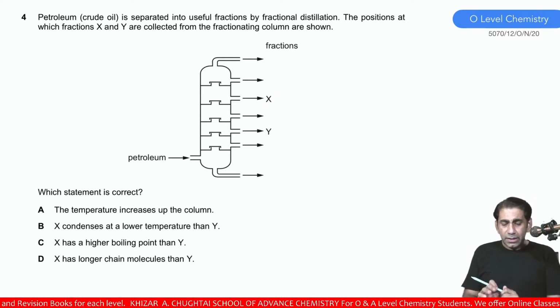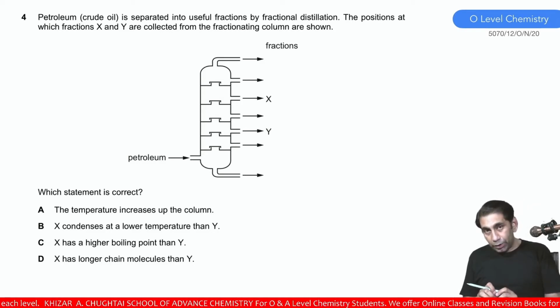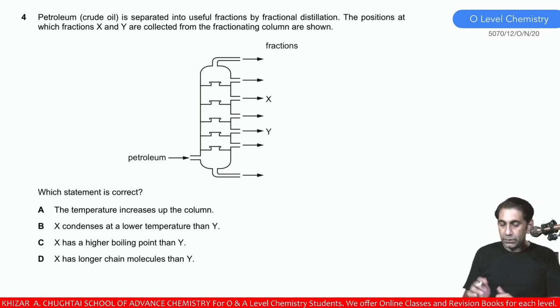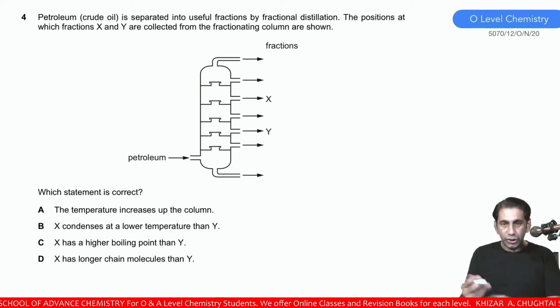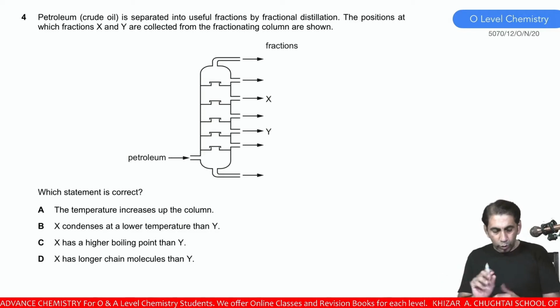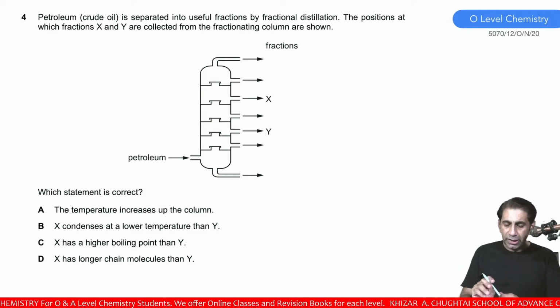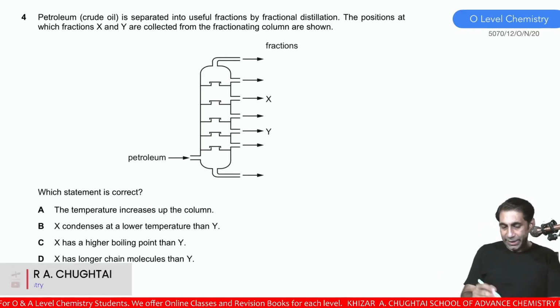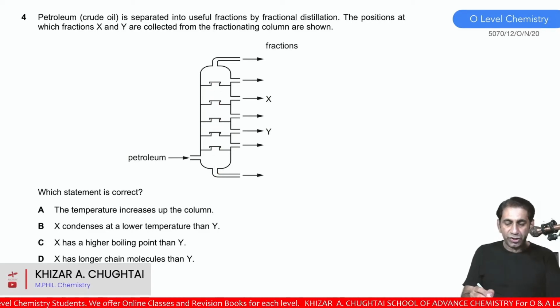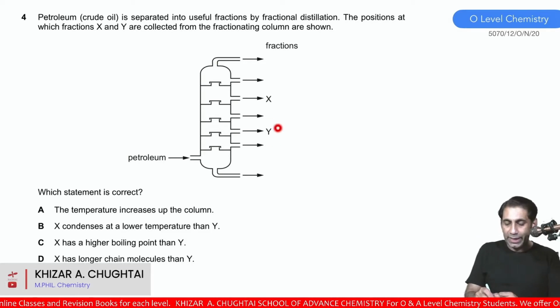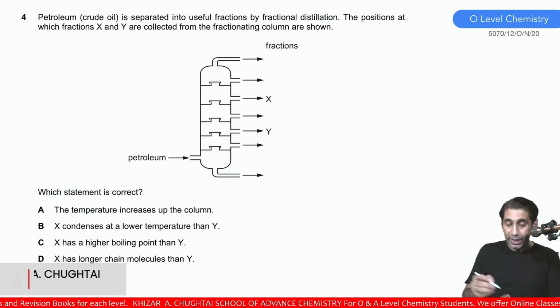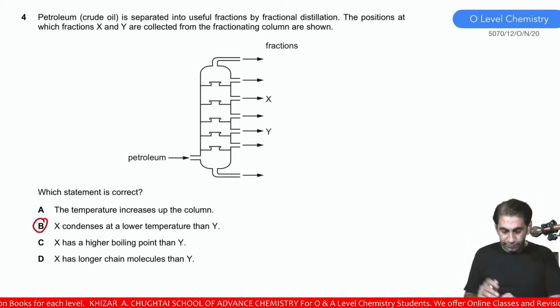Which statement is correct? The temperature increases up the column. No, it's wrong. As we move upward the column, temperature decreases. Number 2, X condenses at low temperature, then Y. Yes, as I told you, as we move upward, temperature decreases. So X is going to condense at low temperature as compared to the condensation of Y. B is the correct option.